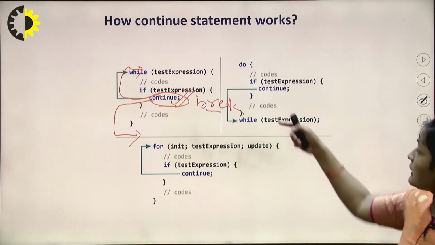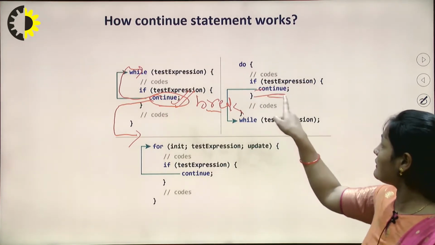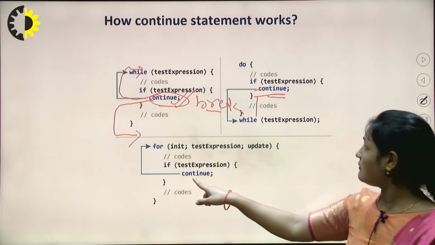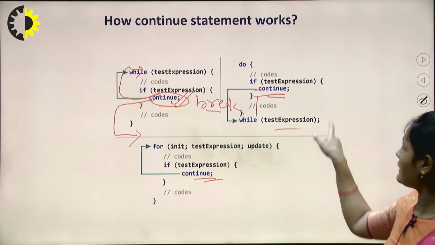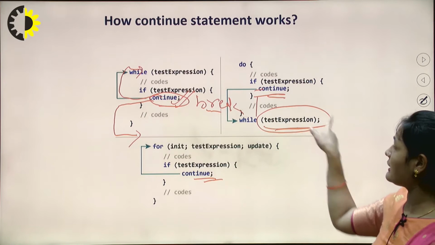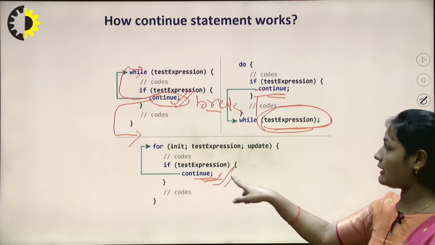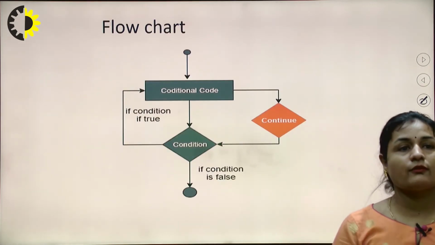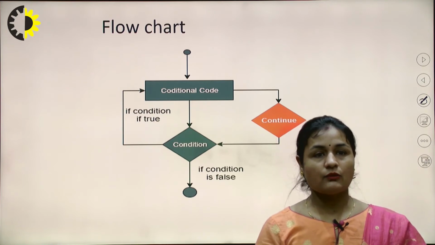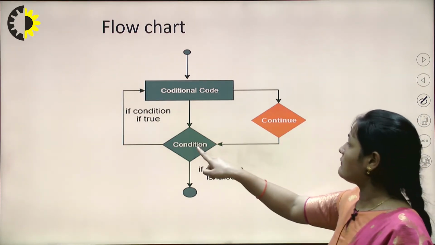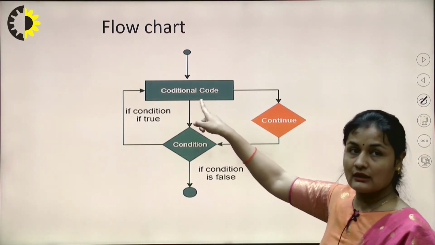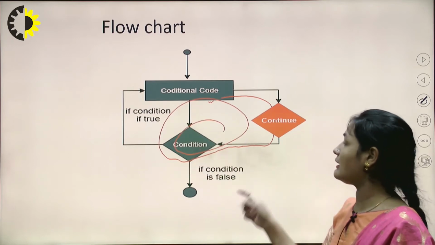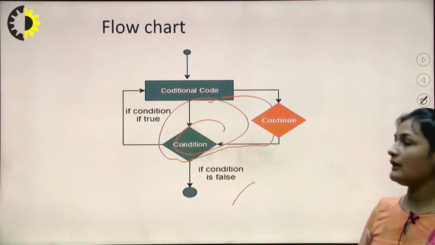When we use it with the do while loop, then when the continue statement is executed, it will go outside and check the condition. That is, it continues and checks the condition given. This is the flow chart of the continue statement. Conditional code, then condition. If the condition is true, then again it executes the conditional code, and when the continue statement is encountered, it will repeat again and again. If the condition is false, then the program will be terminated.